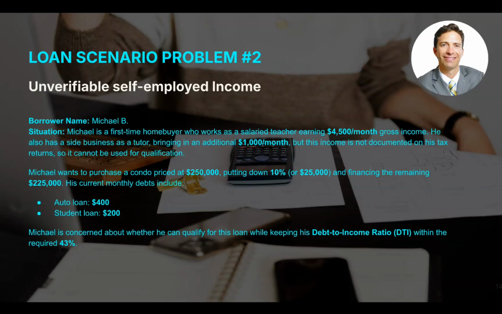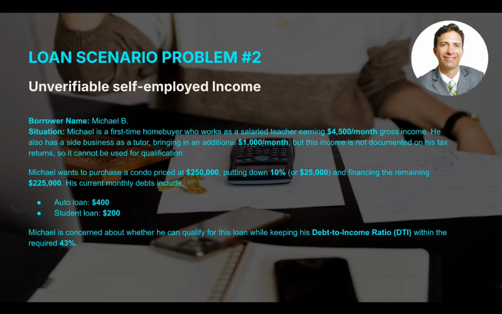Loan scenario problem number 2, unverifiable self-employed income. The borrower name in this case is Michael B. The situation is that Michael is a first-time homebuyer who works as a salaried teacher earning $4,500 per month in gross income. He also has a side business as a tutor bringing in an additional $1,000 per month, but this income is not documented on his tax returns, so it cannot be used for qualifying purposes.